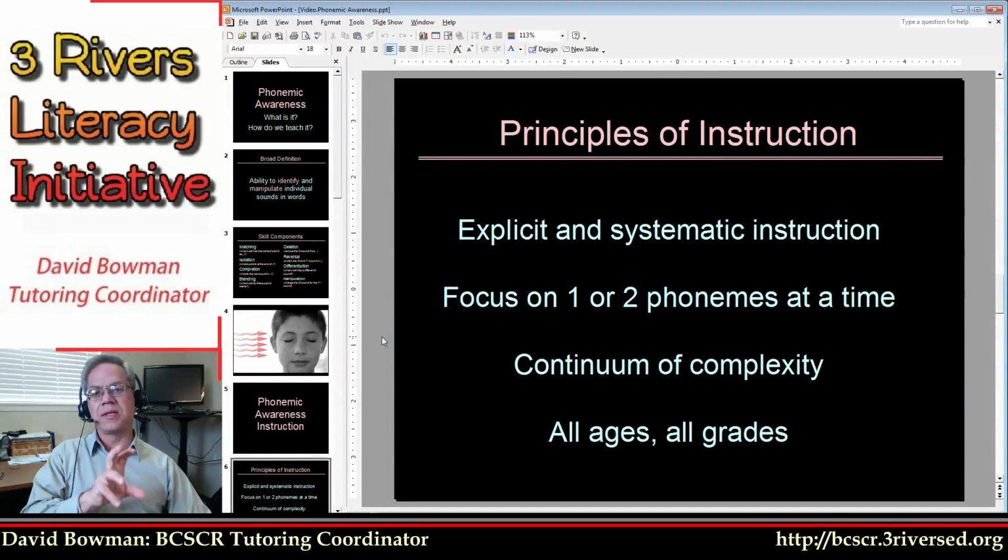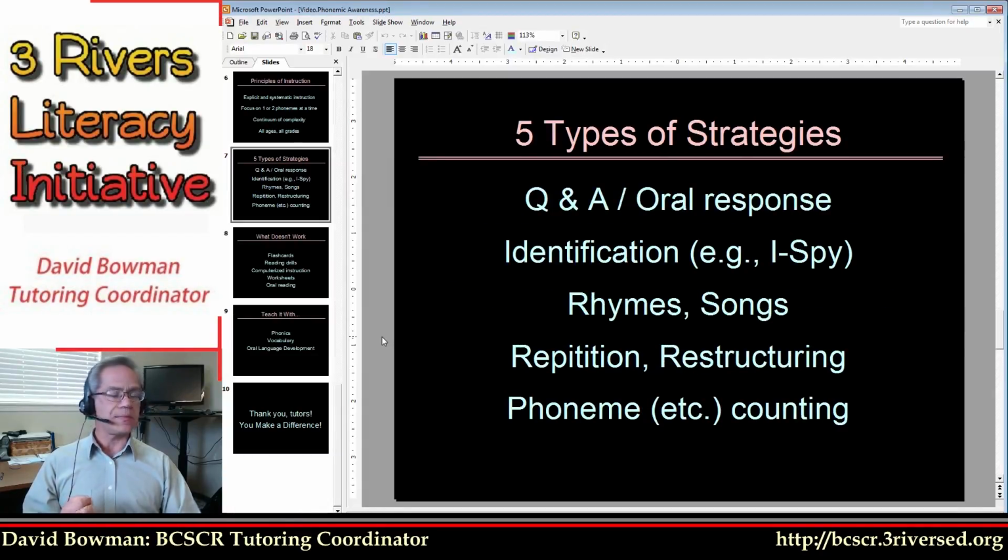Okay, so those are some of the basic principles about how we structure phonemic awareness instruction. And with a better understanding of the skill components, it shouldn't be all that difficult to devise instructional strategies to help students develop each of those skills. But in general, here are some things that typically work. Any kind of question-answer or oral response is going to work. And that's very much what I just demonstrated as I talked about the sub-skills. What word do you get from these sounds? Ate. Okay, great. That's oral. That's that oral response, question-answer strategy.